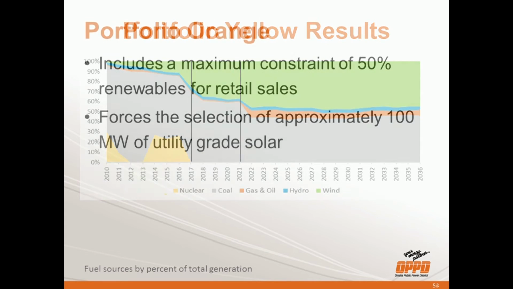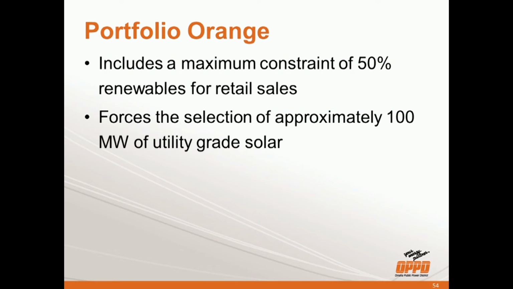So our third portfolio, this is the last one that maintains the constraint of 50% renewables relative to retail sales. It does include 100 megawatts of utility grade solar. And so if you look at the 5-year proposed changes, we see the 46 megawatts of demand side management, which we would expect to see at this point.